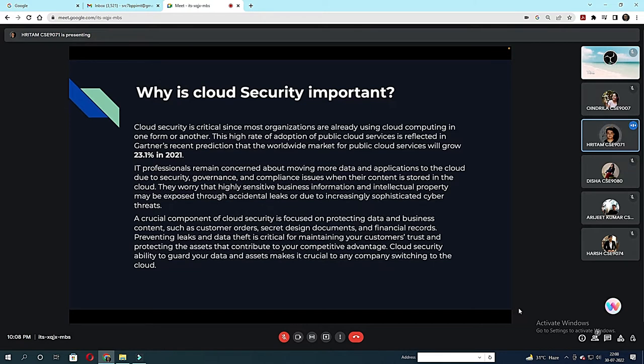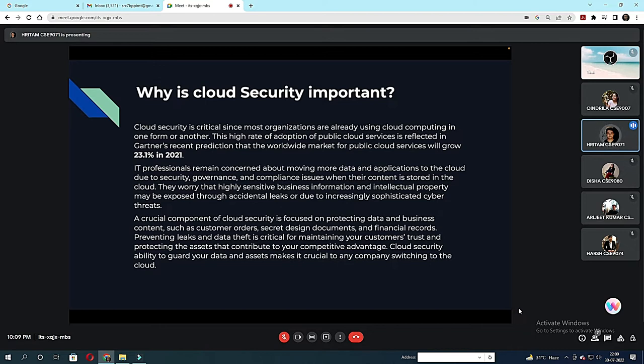This high rate of adoption of public cloud services is reflected in Gartner's recent prediction that the worldwide market for public cloud services will grow by almost 23.1% in 2021, which has already been met. Still, IT professionals remain concerned about moving more data and applications to the cloud due to security, governance and compliance issues when their content is stored in the cloud.